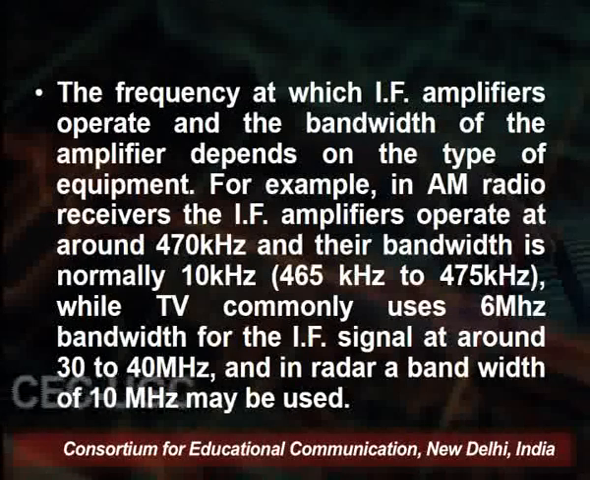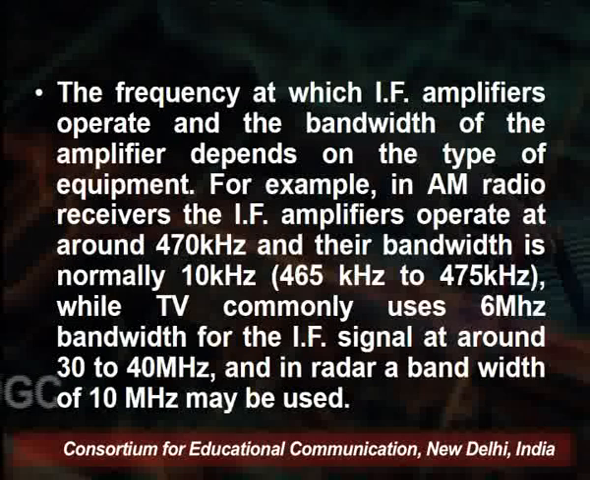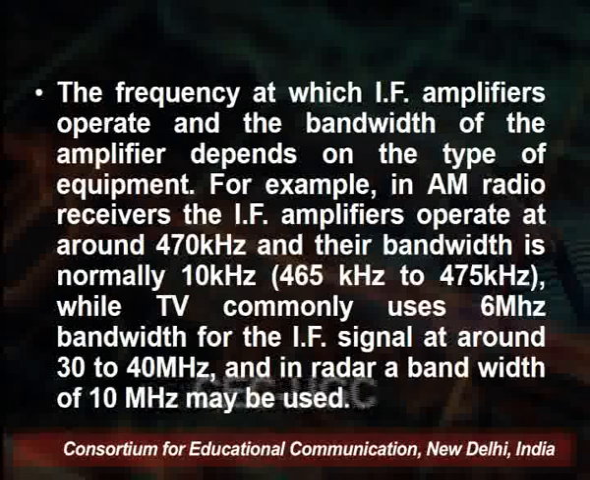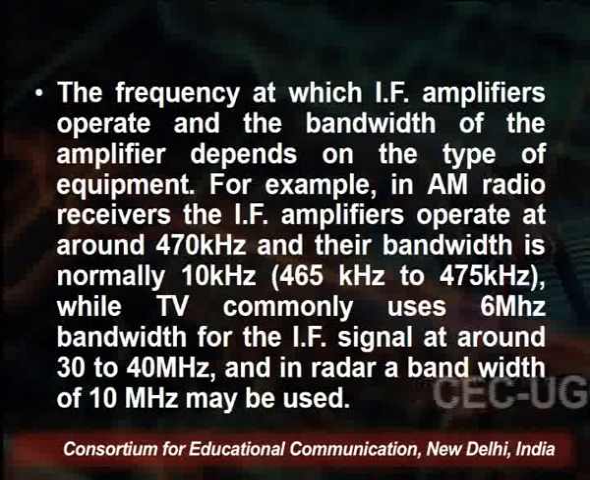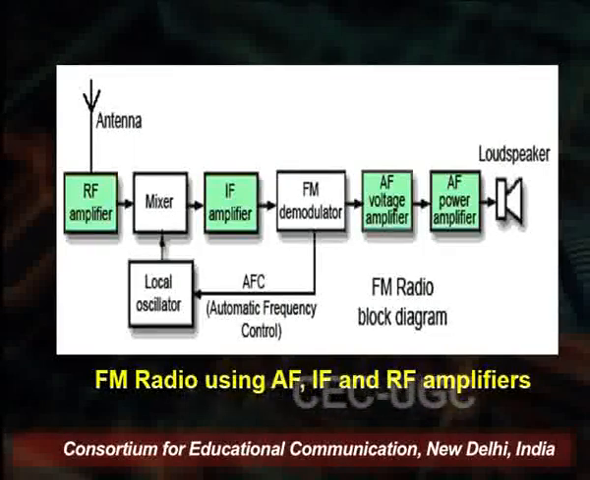For example, we use the radio signal. In an AM radio receiver, the IF amplifier operates around 470 kilohertz and its bandwidth is normally 10 kilohertz, that will be 465 to 475 kilohertz, while TV commonly uses a 6 megahertz bandwidth for the IF signal at around 30 to 40 megahertz, and a radar bandwidth of 10 megahertz may be used in this type of signal. This is the diagram of how it works.